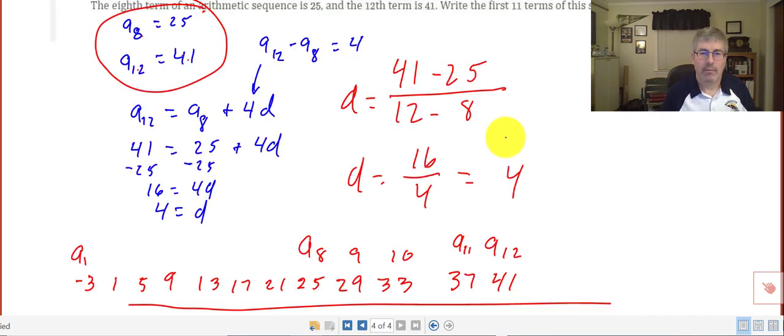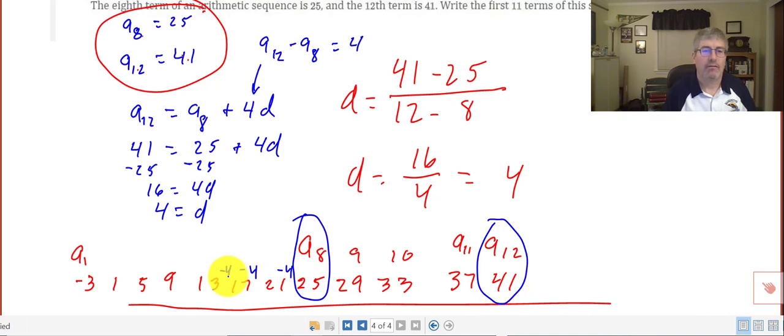If we know a sub 8 is 25, we might start with that particular one and fill that one in. And a sub 12 is 41. We know our difference is 4, so I might subtract 4 from 25 and get 21. I'll subtract 4 again, and I'll fill out all my terms. So a sub 1 ends up being negative 3. a sub 2 is 1, 5, 9, and so forth, all out to a sub 12, which is 41. We just needed the first 11 terms of the sequence, so we would have stopped at 37 there.